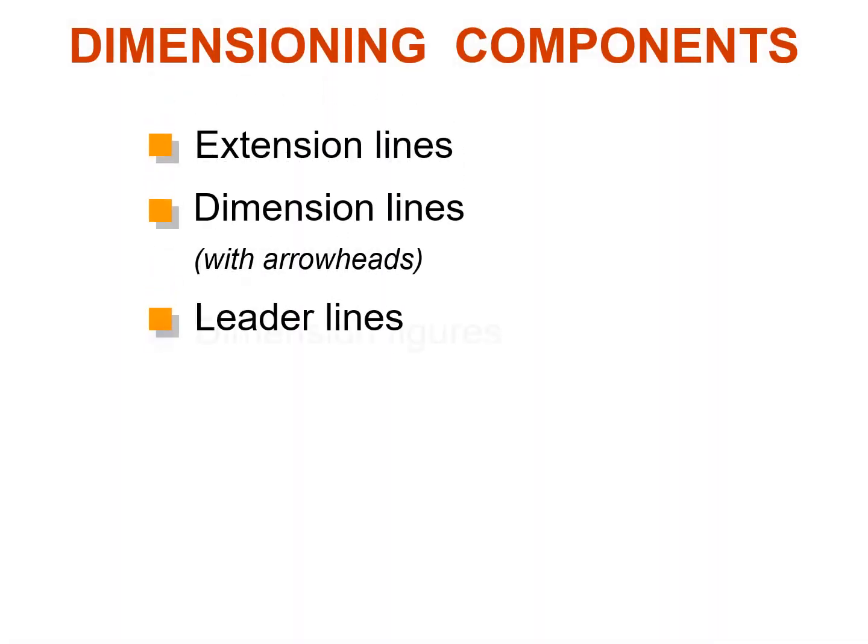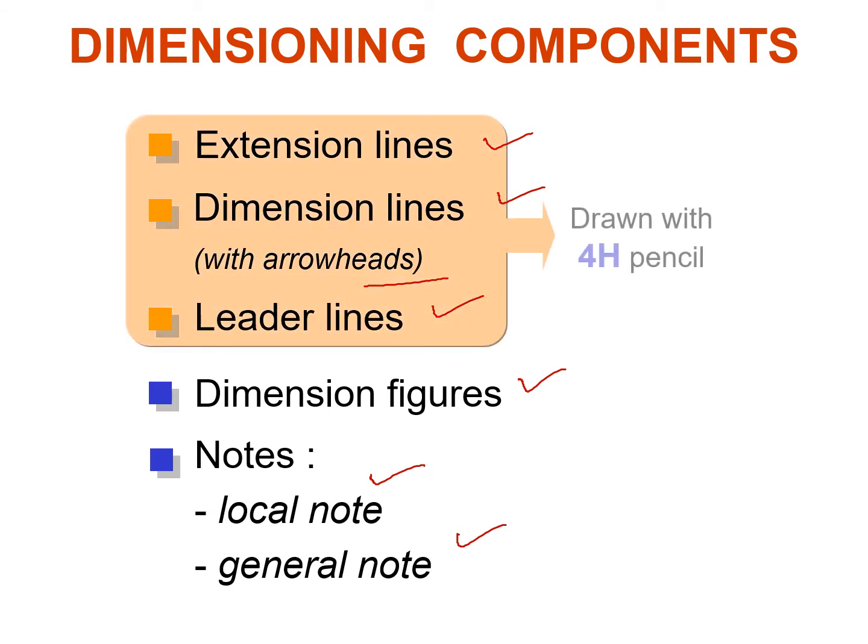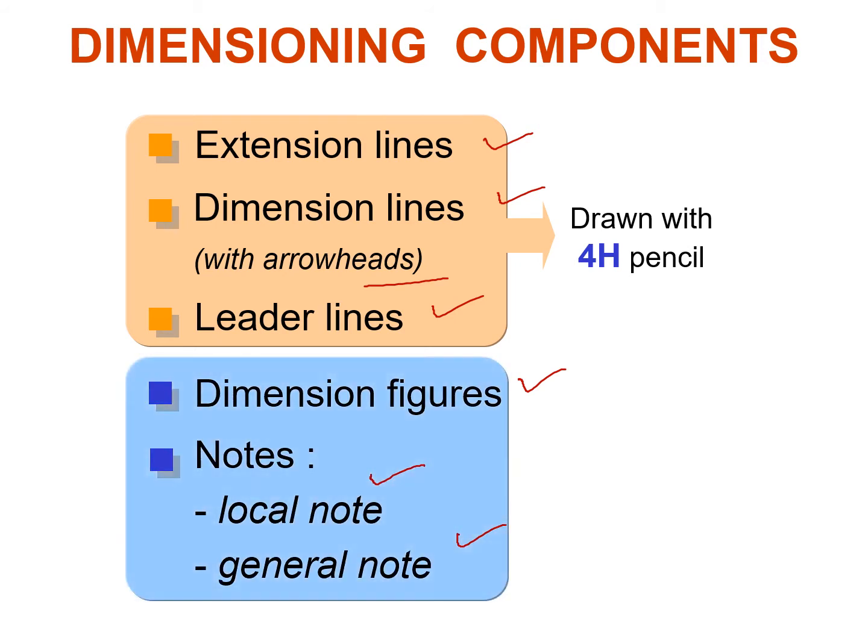Then what are the dimensioning components? You are already familiar with these terms: the extension line, the dimension lines with the arrowheads, the leader lines, and the dimensioning figures, and these figures include the local notes and the general notes. Let's look at them one by one, and we will explain them in the coming slides. You are already familiar that we draw extension lines with the 4H pencil and these with the 2H pencil.